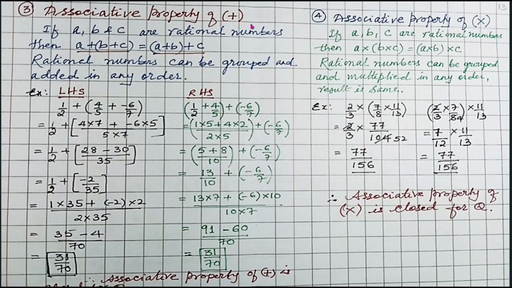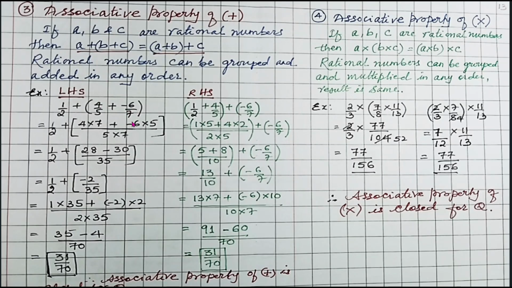Now associative property of addition. Now what is the associative property of addition? When I add b and c to a, and sum of a plus b to c, I get LHS is equal to RHS. That means associative property of addition. Now rational numbers also can be grouped and added in any order. Now for example, you take half, 4 by 5 and minus 6 by 7. Let us add 4 by 5 and minus 6 by 7 and then add to half.